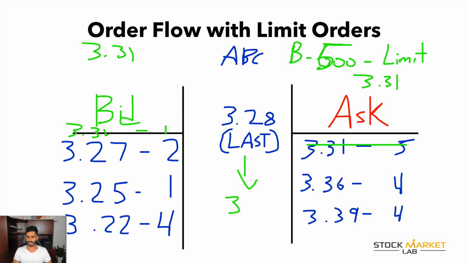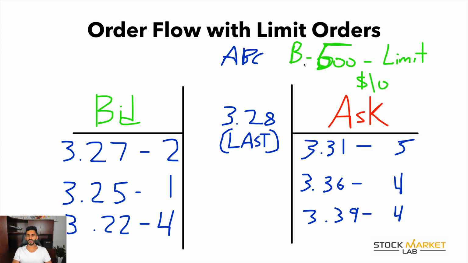Okay, so now let's do one more. Let's say I want to buy 600 shares at $10. I put in a limit order to buy 600 shares at $10. What price do you think I'm going to pay? Now, this is another question a lot of people get wrong. People think, oh, I want to pay $10, I'm going to pay $10.